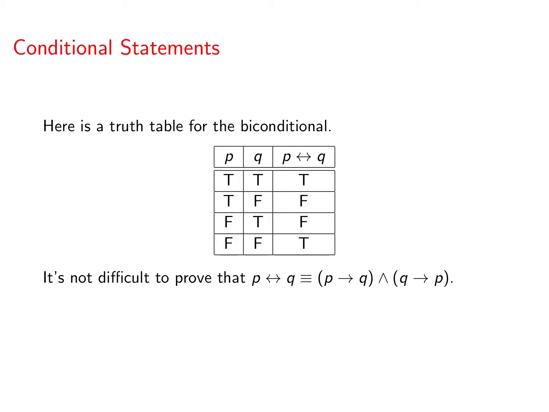Now one thing that is not too difficult to prove is that P if and only if Q is logically equivalent to P implies Q and Q implies P. And once again, this is something that you should do for yourself. You should take the time to write out a truth table to prove that those things are logically equivalent.